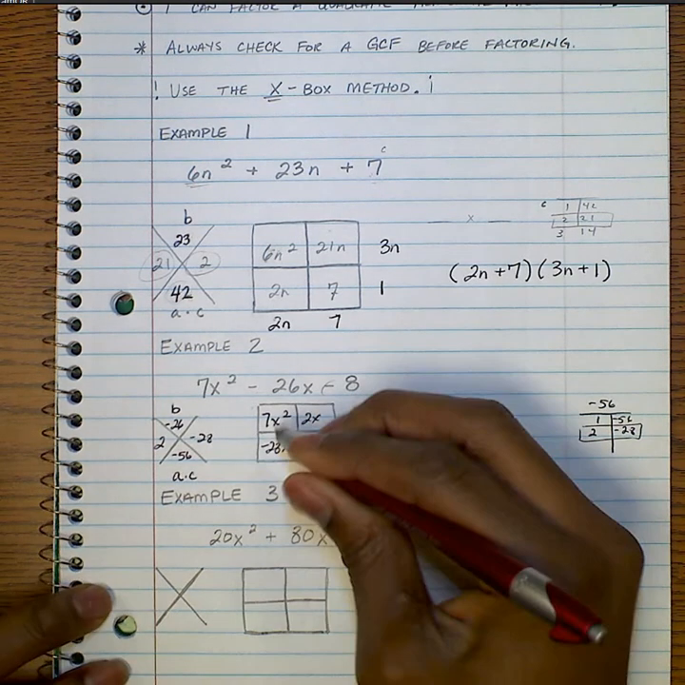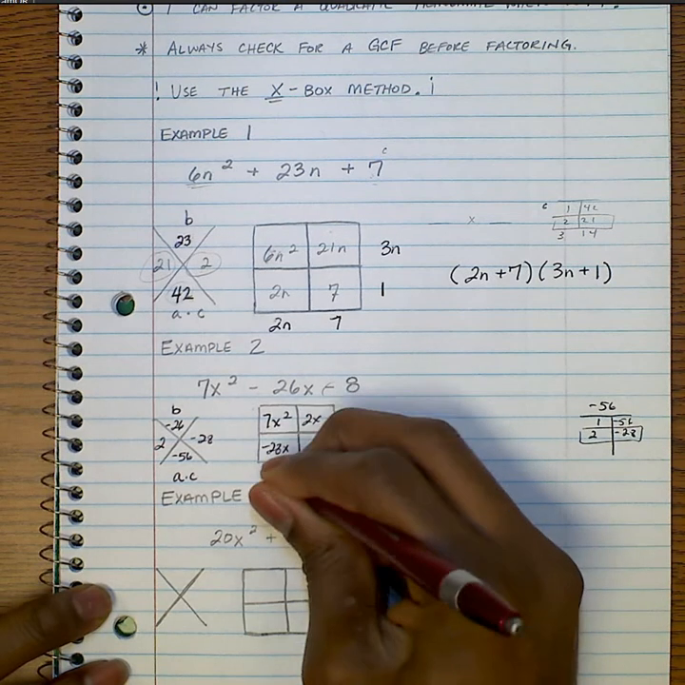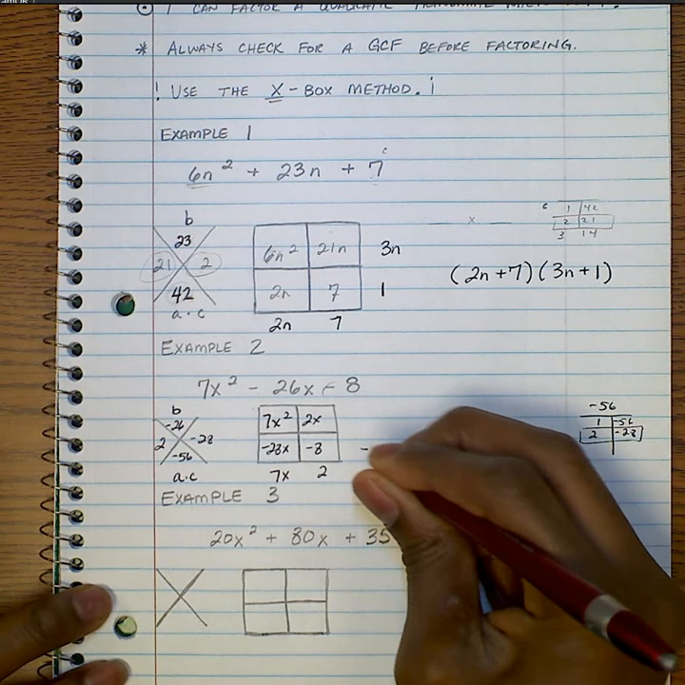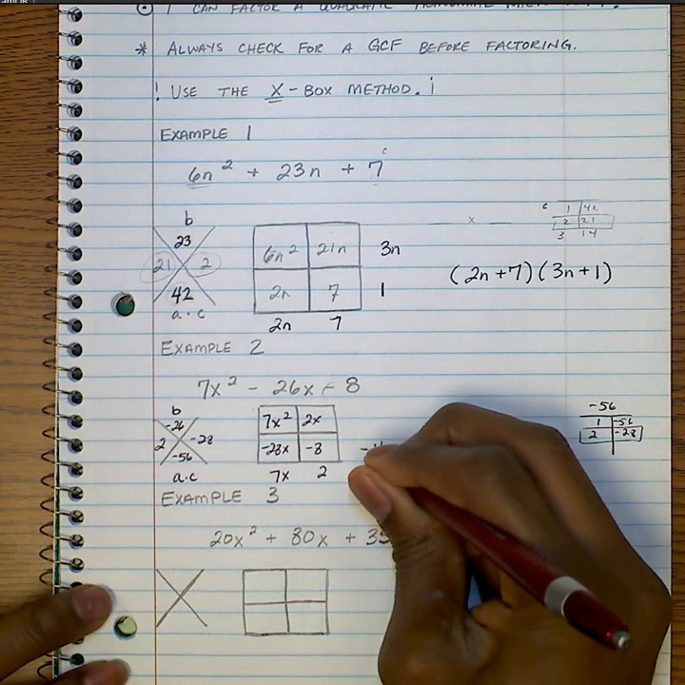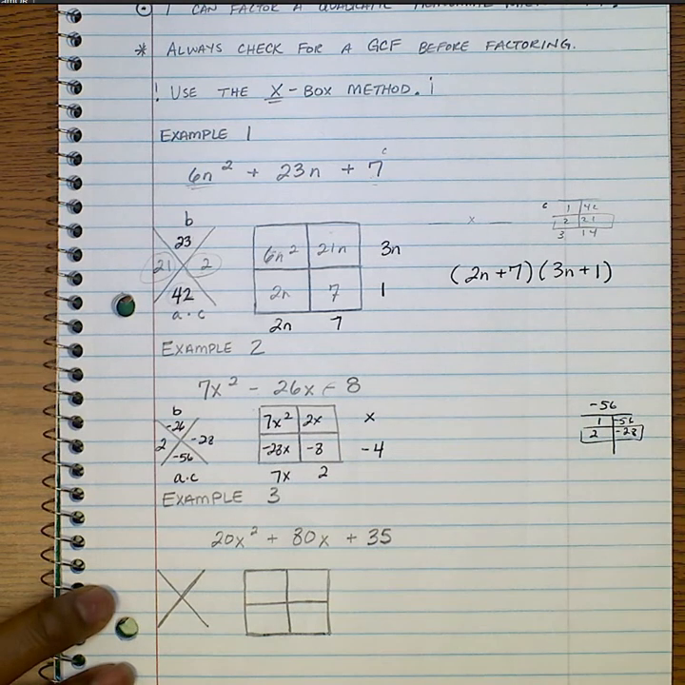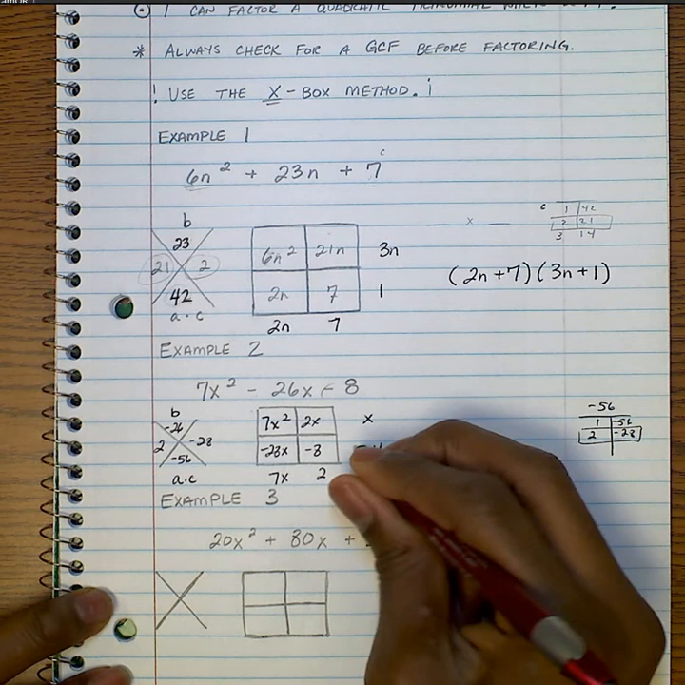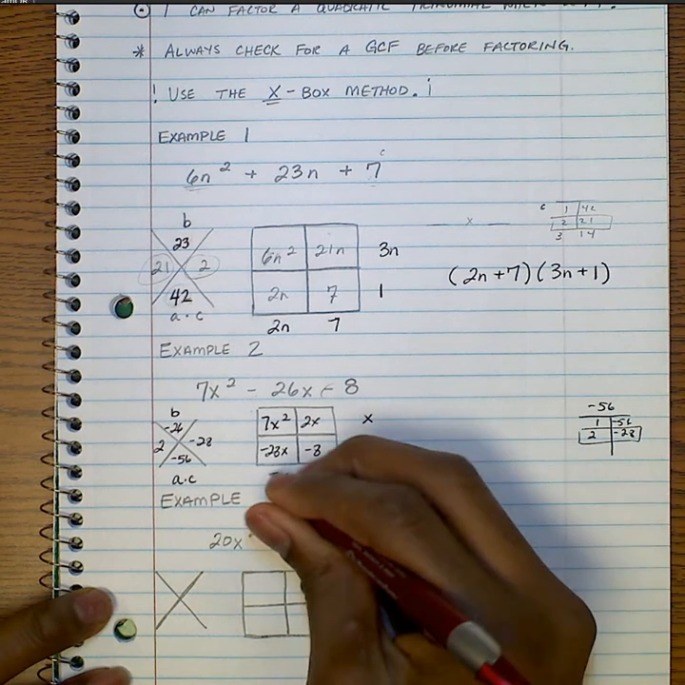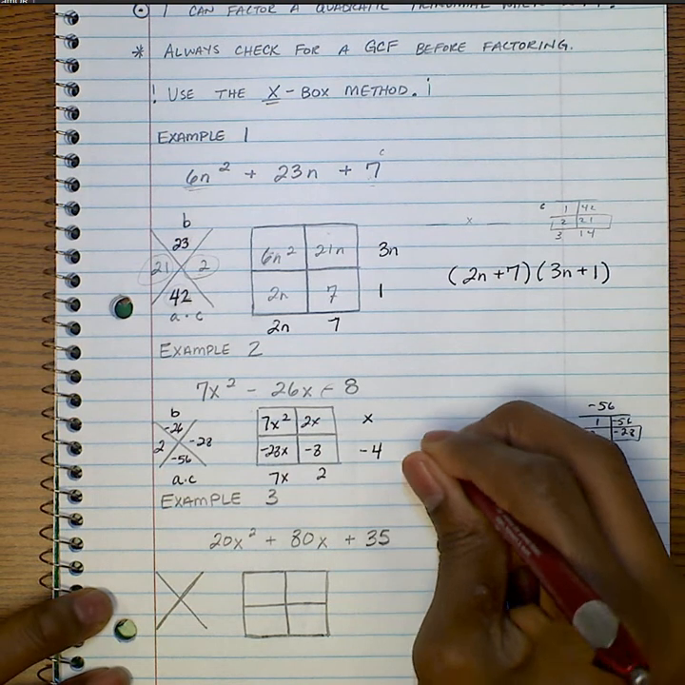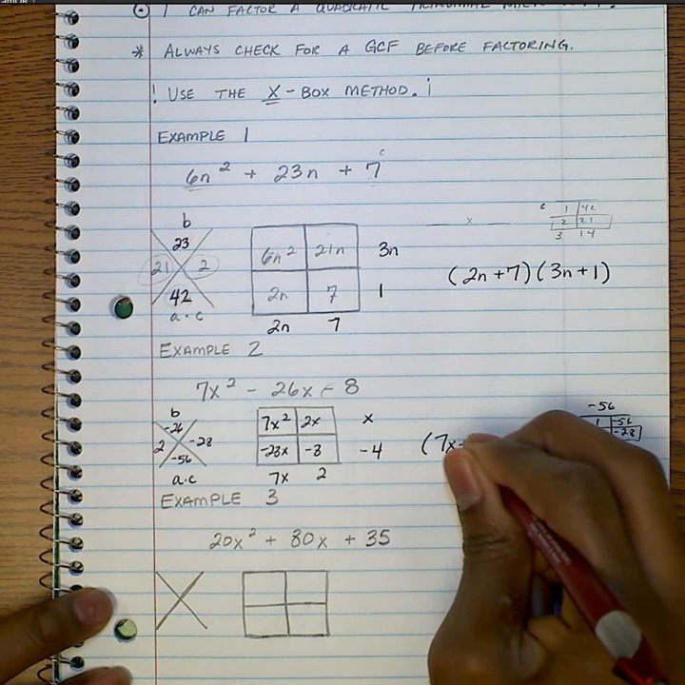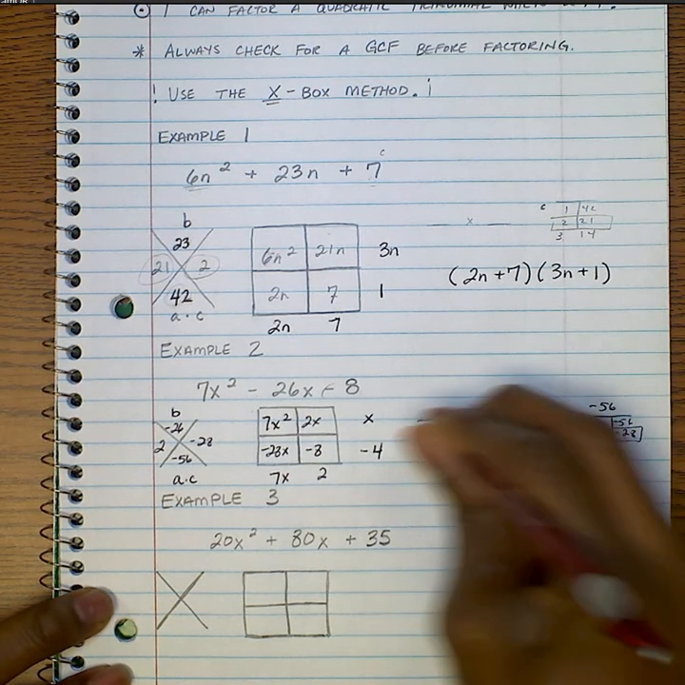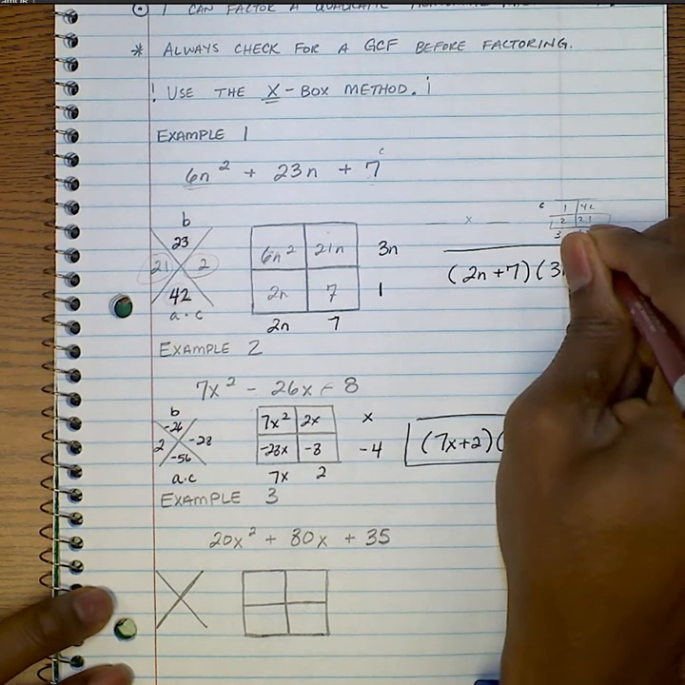Alright, going through, finding my GCF. That's 7x here. That's 2 here. That's negative 4. Negative 4. And that's x. Alright, and so those should be my two factors. I'll go check, make sure that everything comes out. Negative, negative, positive, positive. Okay, that looks good. I have 7x plus 2 times x minus 4. Highlight those answers for you. Okay.